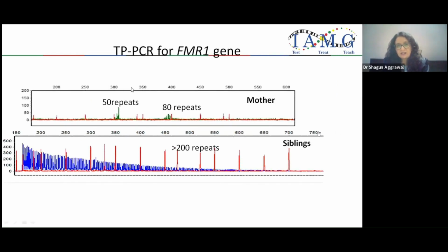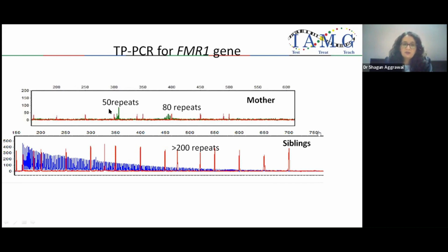So for this, a specific genetic test is done, which is called TP-PCR. Because in this particular condition, we have the mutation in the form of a triplet repeat expansion. So there are certain stretches of these triplet repeats which are there in normal individuals also, but when the number of repeats crosses a particular threshold, then we have the disease manifestation. So here basically we have this repeat expansion in the FMR1 gene, and in the mother what we are seeing is what we call a pre-mutation.